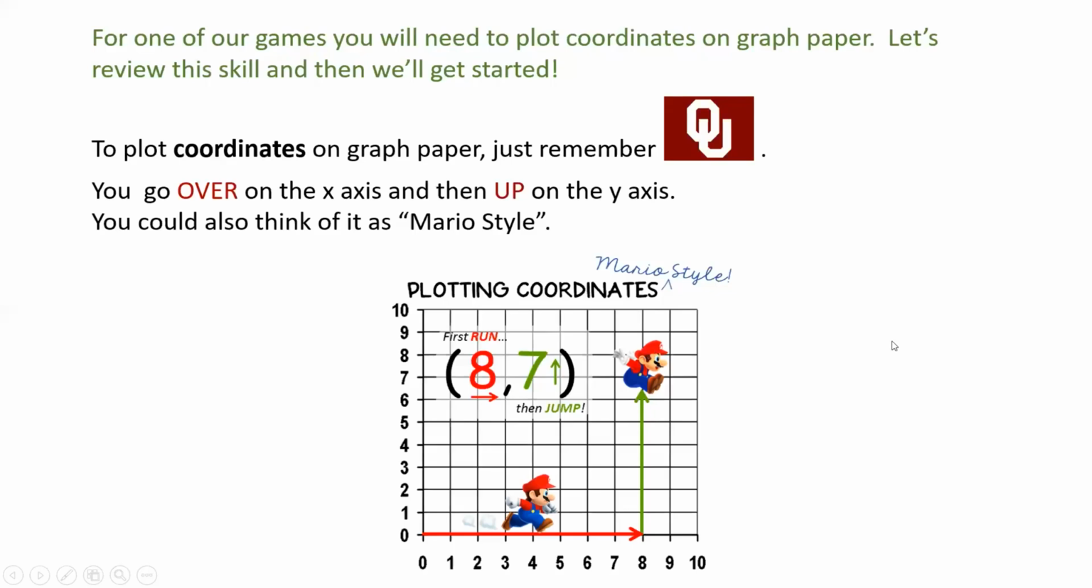You could also think of it as Mario style. If you look at my visual, Mario first runs over before he jumps up. So for the coordinates 8, 7, the 8 is always your x-axis. So you go over to the 8, and then you go up to the 7, and right there is where your point would be plotted.